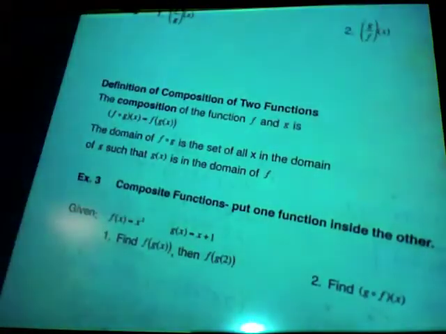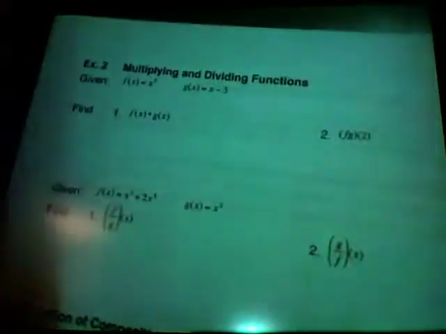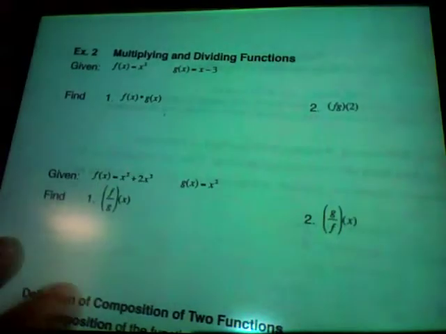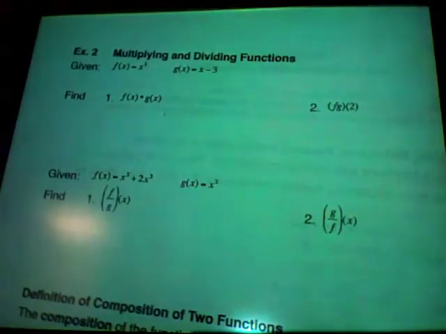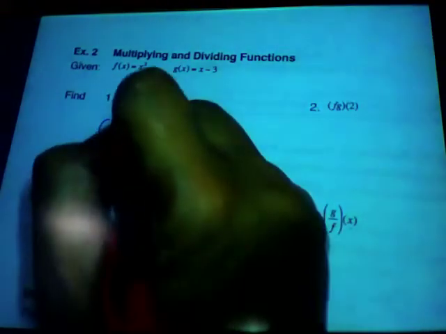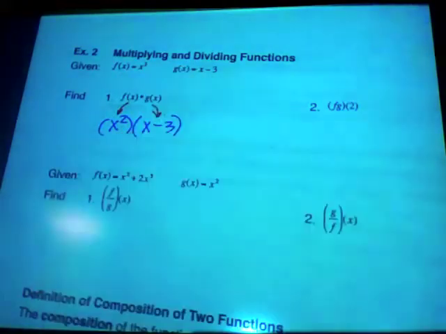So that part was easy. If only, right? Now we're going to multiply and divide. We're going to take the two functions and multiply them together. So same kind of process. We're going to take f of x, which is x squared, and multiply that to g of x, which is x minus 3. So here's my f of x, and here's my g of x.